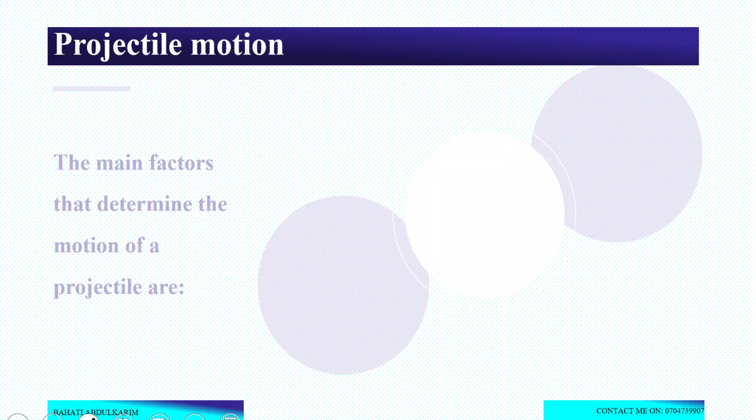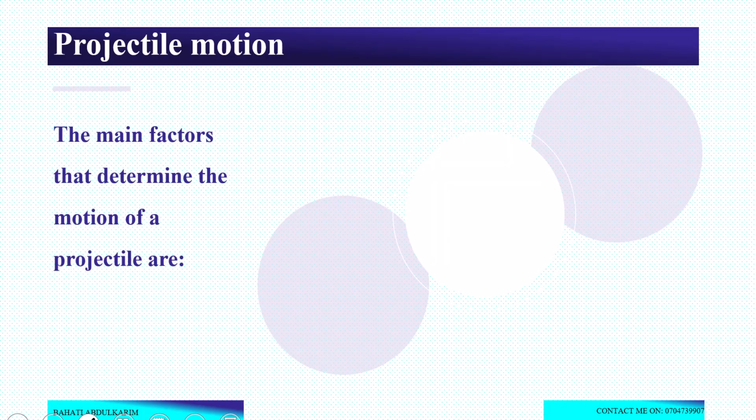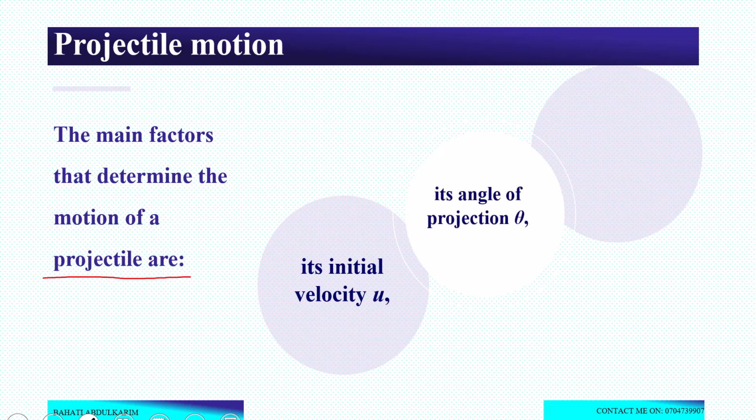So let's look at some factors that determine the motion of a projectile. The first factor is the initial velocity. Whenever you're launching something into the air, you must give it some initial velocity. With zero initial velocity, the object won't move. So you have to at least give it some initial velocity so that it can move to some other point.